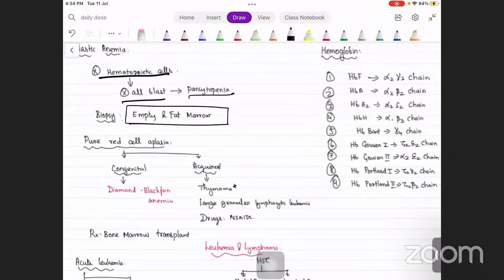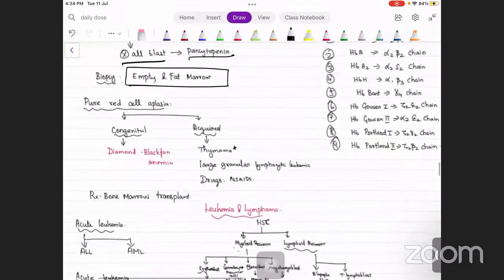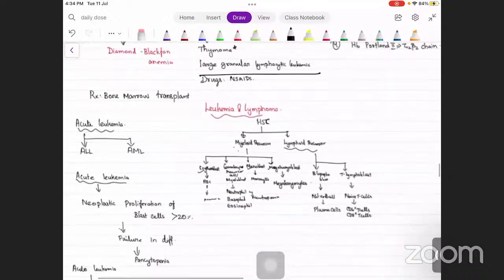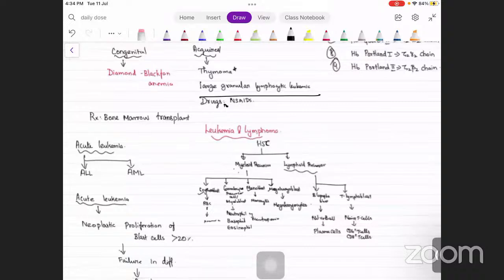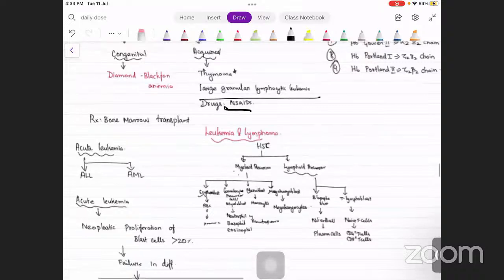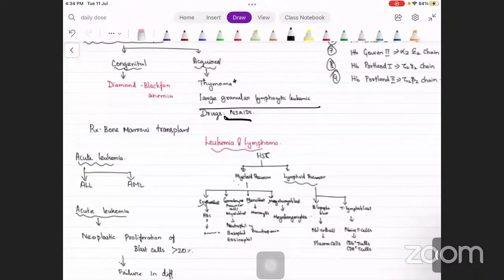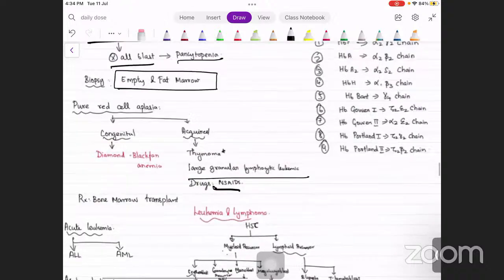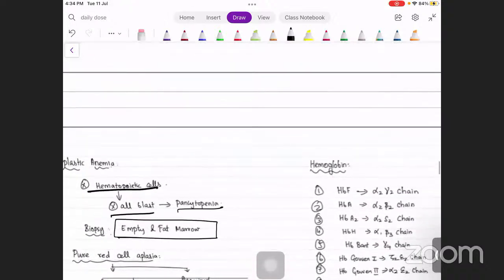Then pure red cell aplasia can be congenital or acquired. Congenital is due to Diamond-Blackfan anemia, and the acquired one is due to thymoma or large granular lymphocytic leukemia, or it is associated with drugs such as NSAIDs. So this is all about anemia.